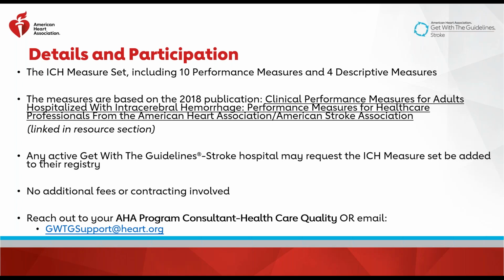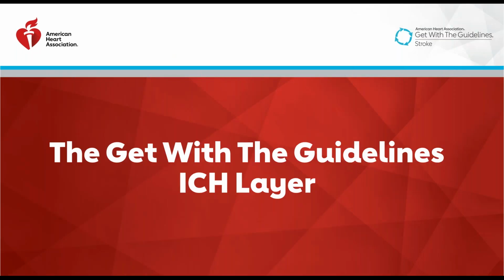So it is available to any active Get With the Guidelines stroke hospital, and you may request this ICH measure just to be added to that registry. There are no additional fees or any contracting involved, so it's quite easy. All you need to do is reach out to your AHA program consultant for healthcare quality, or you can certainly just email our Get With the Guidelines support at heart.org, and we will get you squared away. So next slide.